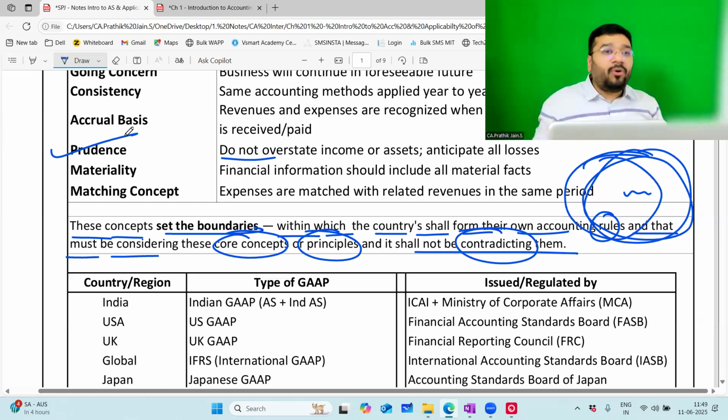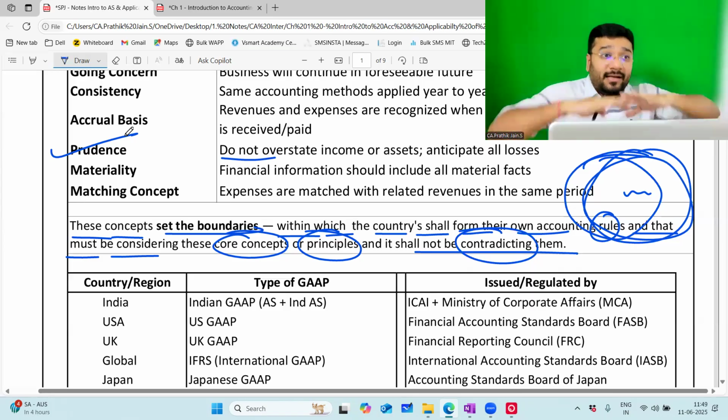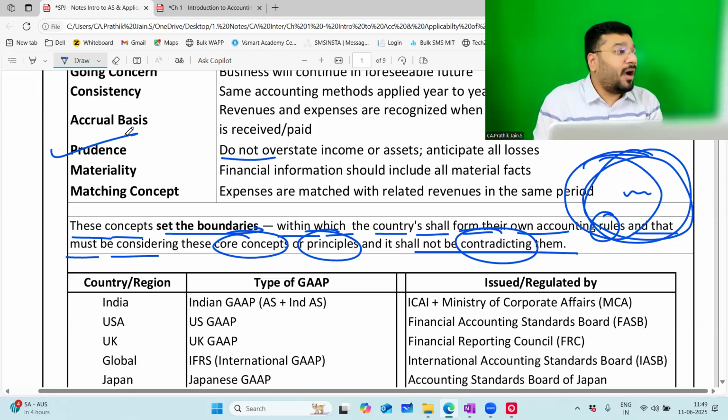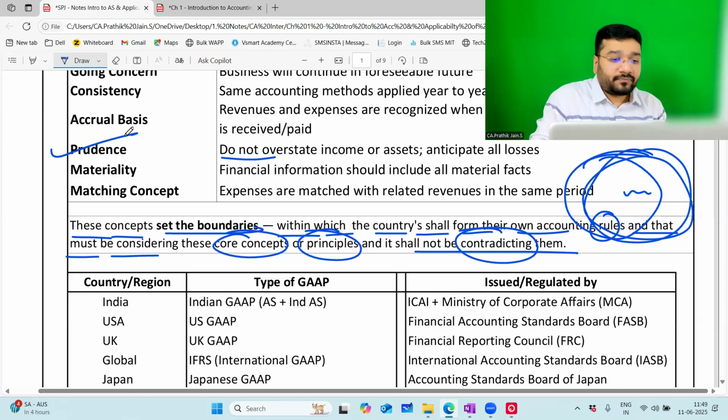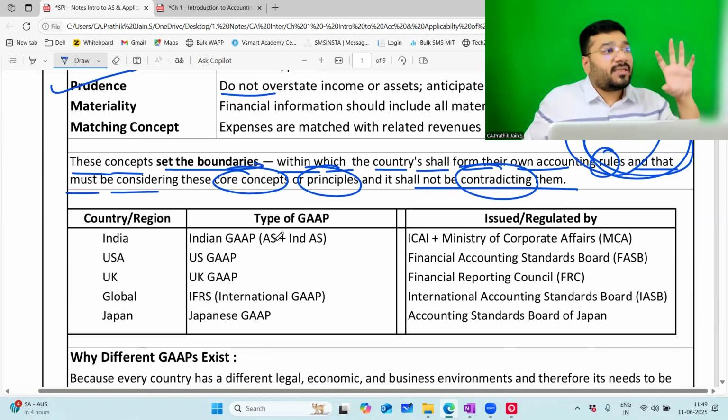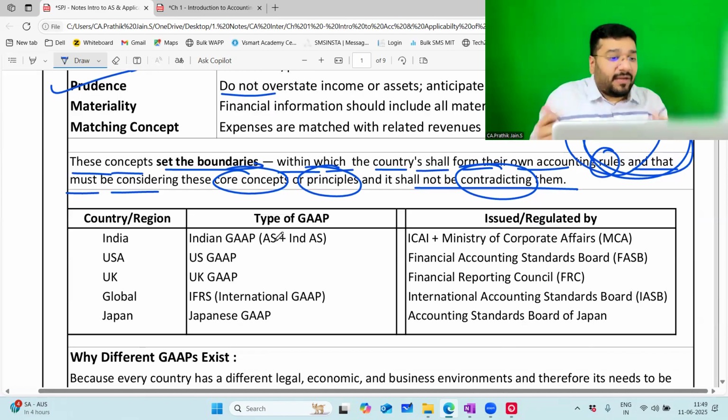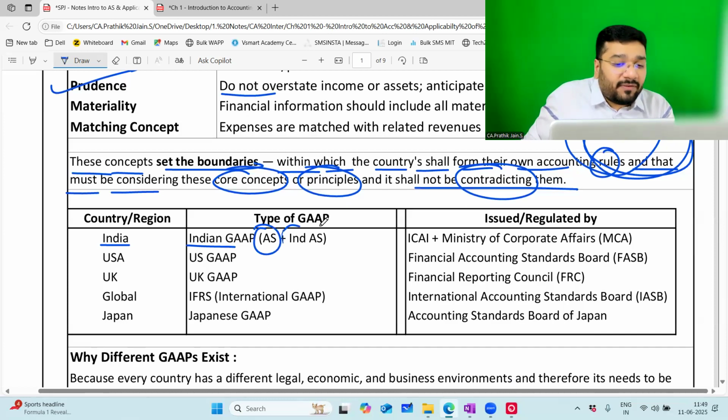GAAP is an outline boundary which has been laid down by professionals, accounting experts who came together from different parts of the country. They sat together and decided, okay, let this be the outline boundary wall within which the rules should be framed. Now, this is a broader framework. Within this framework, we have multiple GAAPs. India has created its own GAAP called Indian GAAP. Under Indian GAAP, we have two standards: one is accounting standard and one is Ind AS.